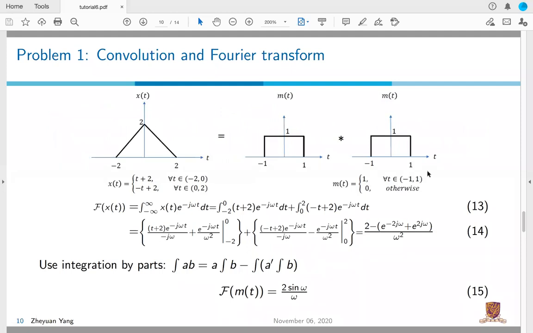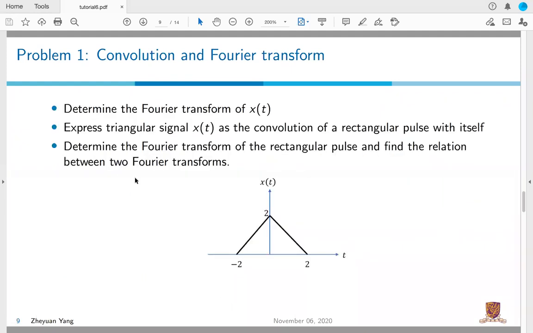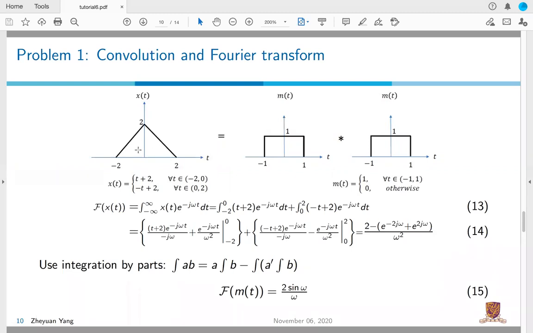Okay, so actually we can see that the triangular signal x(t) is a convolution of these two rectangular signals, which is the rectangular signal from minus one to one with the value one. And if you use the continuous time Fourier transform of x(t), which is equal to t plus two when t is in minus two to zero, and it is equal to minus t plus two when t is from zero to two.